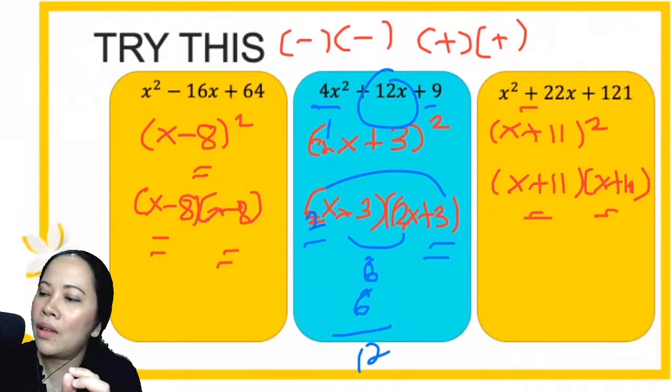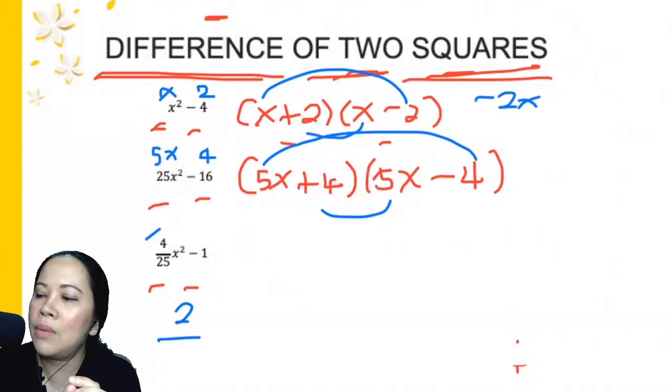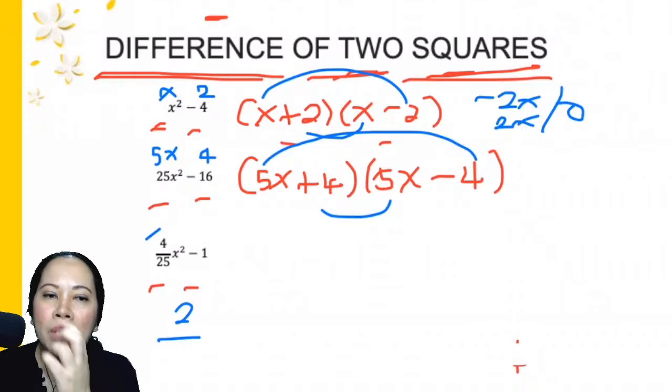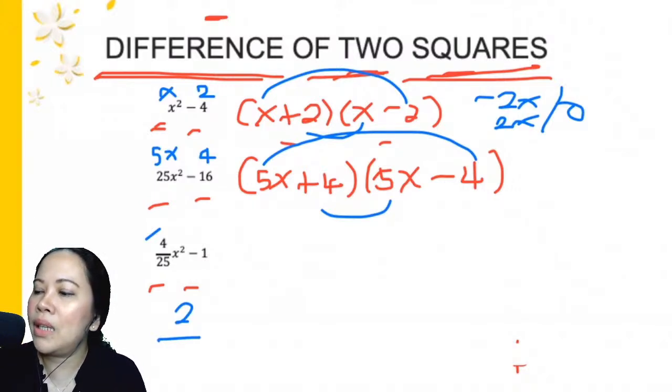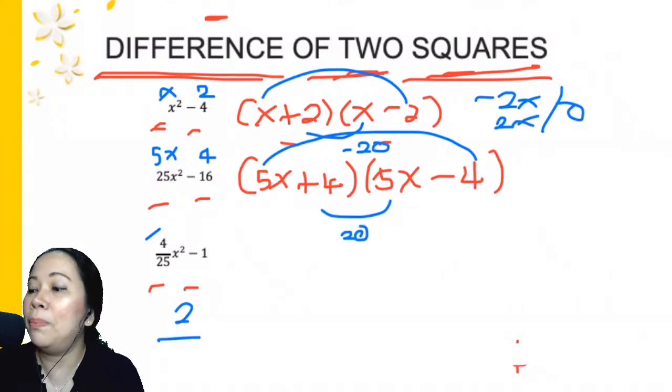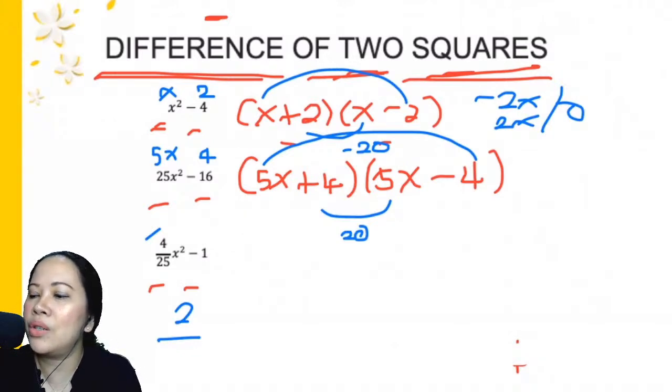Okay, so same thing here. x times negative 2 is negative 2x. 2 times x is positive 2x, which sums to 0, which is the middle term. It's only the outer and the inner. So 5x times negative 4 is negative 20, and then 4 times 5x is 20, so negative 20 plus 20 is 0, which is, of course, there's no middle term. Remember that the middle term of a quadratic expression or a trinomial is with an x. So since there's none, that's understood to be 0.